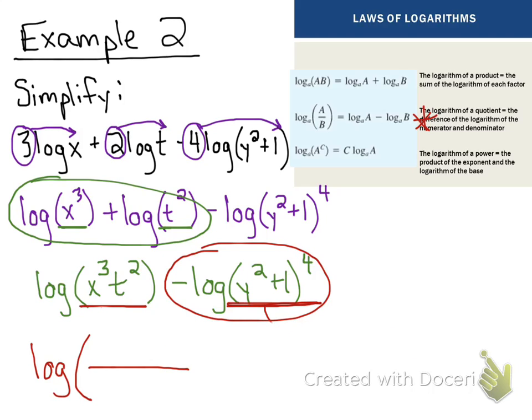I'm going to set up my fraction. X to the third times t squared will go in the numerator. Y squared plus 1 raised to the fourth power will go in the denominator. And that's it. We've now condensed that down to a single logarithm, so that's as far as we can take it.